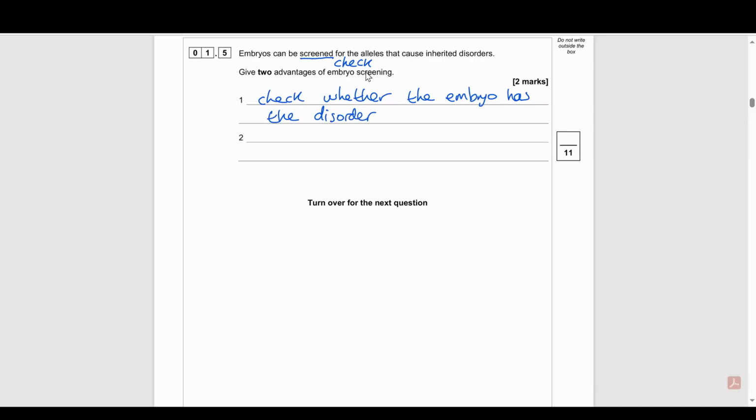Now, what is the advantage of checking whether an embryo has a disorder? What can that allow you to do? Well, this embryo is going to come from 2 parents. And ultimately, the parents want to have a child. Now, by them checking whether their embryo has a disorder, it will then mean that they can prepare for life with a child that has an inherited disorder, because there may be something that they will need to do to ensure that their child is, A, taken care of properly, and B, having access to things that allow them to live an easier life. So the second advantage is parents can prepare for life with a child that has a disorder.